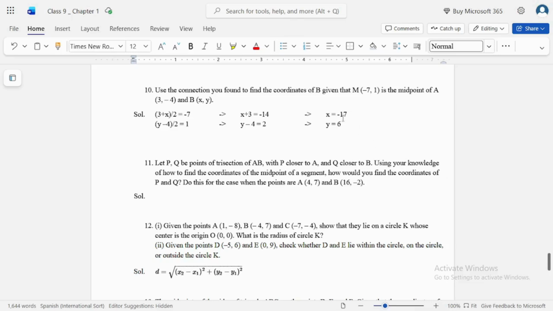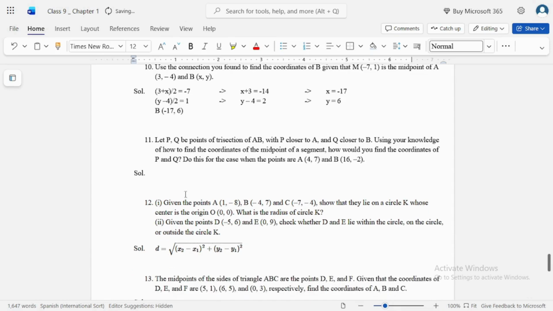Okay, so we found the value of x and y, so point B can be written as (-17, 6). Okay, moving to question number 11. Let P and Q be points of trisection of AB, where P is closer to A and Q is closer to B. Using your knowledge of how to find the coordinates of the midpoint of a section, how would you find the coordinates of P and Q?